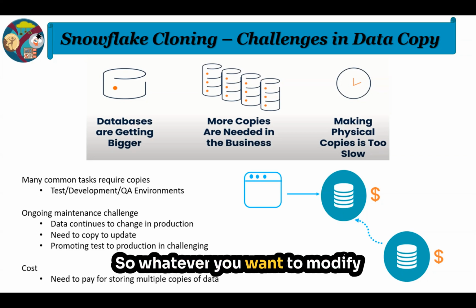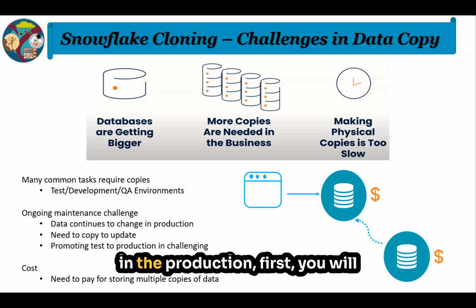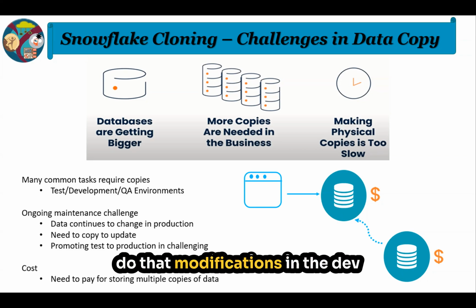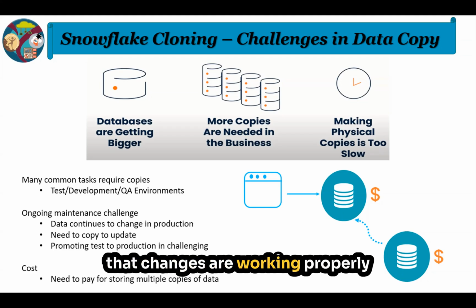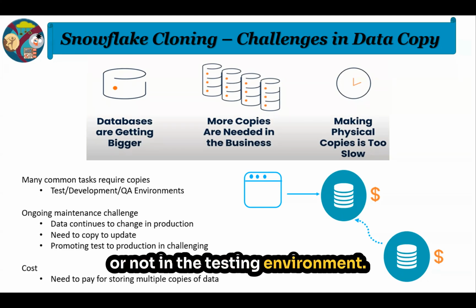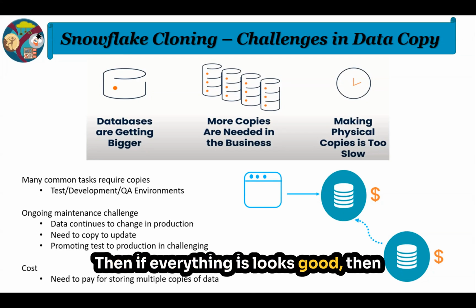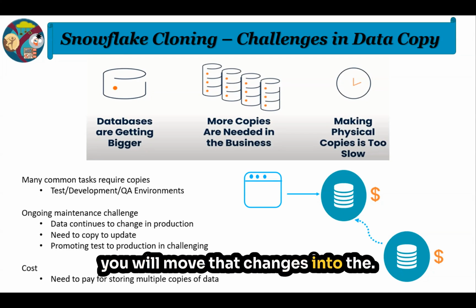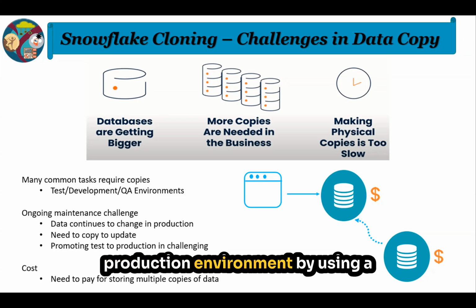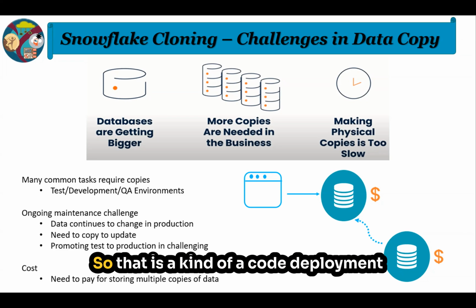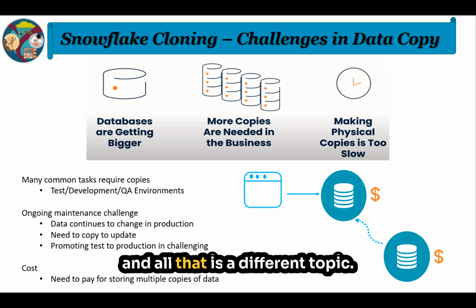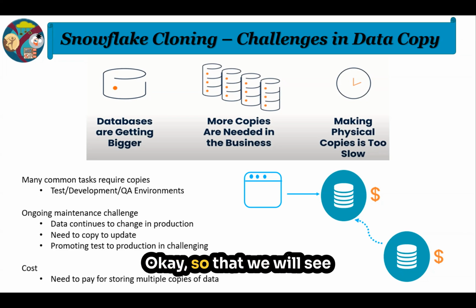Whatever you want to modify in production, first you do those modifications in the dev environment, and then you test whether the changes are working properly in the testing environment. Then if everything looks good, you move those changes into the production environment using CI/CD practices, which is a kind of code deployment. That is a different topic, so we'll see it later as an overview.